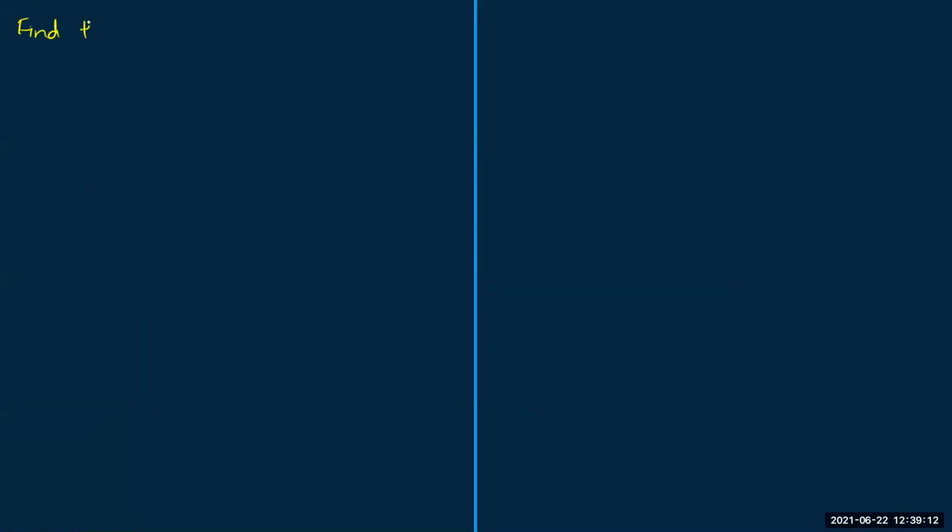Find the Fourier series of f of x is equal to sine x, where minus pi is less than x less than pi. Right, so x takes values between minus pi and pi, and for this interval we need to find the Fourier series of sine x.